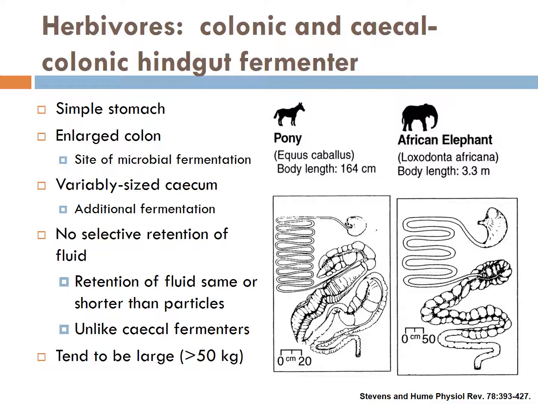The colonic and cecal colonic fermenters have no selective retention of fluid. The retention of fluid is the same or even shorter than that of particles, just like in the ruminants, but unlike the cecal fermenters, where the particles are retained much longer. These tend to be large, over 50 kilograms, for the reason that they don't have selective retention of fluid, and so small body sizes are not permitted.